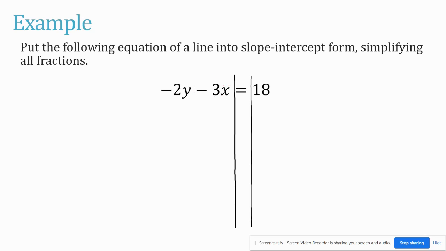So most of the time it is going to be written in front of the y value, but sometimes it won't be. We have to remember that our goal is to solve for y. We want to get y by itself, so we always have to move this x value first. So because it's a negative 3x, I'm going to add 3x on both sides.